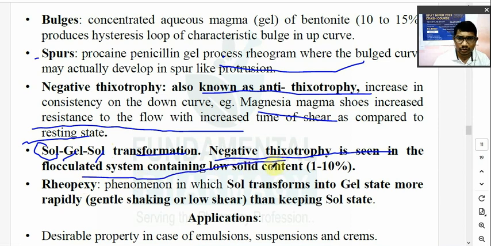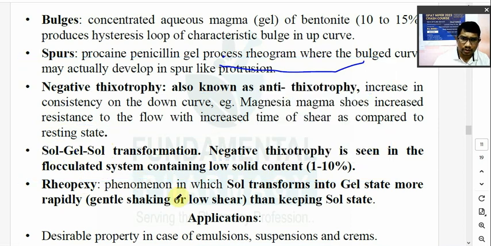देखो यहाँ पे एक बार आ गया सस्पेंशन. Flocculated suspension will show plastic flow. Flocculated suspension with a low solid content, 1 to 10%, will show negative thixotropy. इसके ऊपर भी क्वेश्चन आ चुके हैं दो तीन बार.